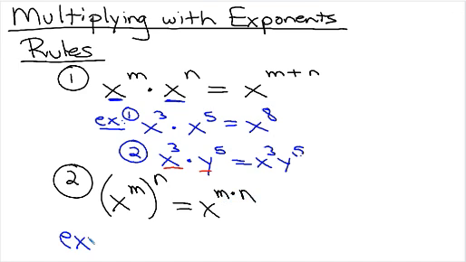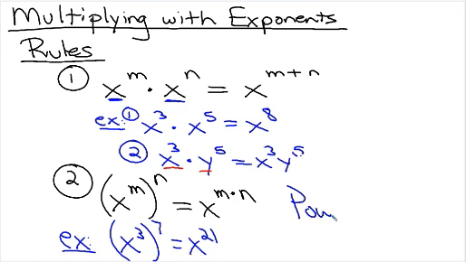So, easy example, if I had x to the third all to the 7th power, that would be x to the 21st, 3 times 7. Okay? You might want to put this down, this is called the power of a power rule.